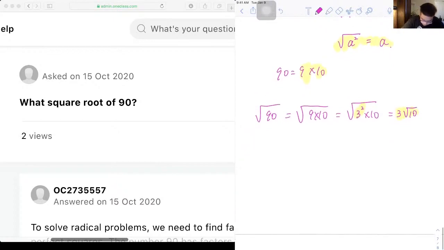And we can write our conclusion. Therefore, root 90 is equal to 3 root 10.